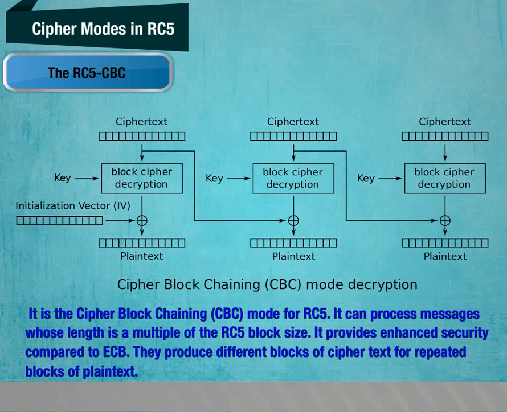It is the cipher block chaining CBC mode for RC5. It can process messages whose length is a multiple of the RC5 block size. It provides enhanced security compared to ECB. They produce different blocks of ciphertext for repeated blocks of plaintext.